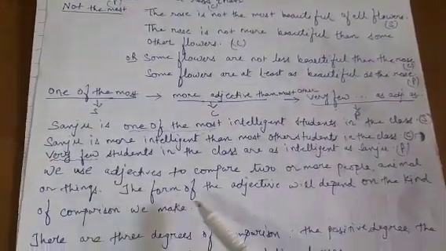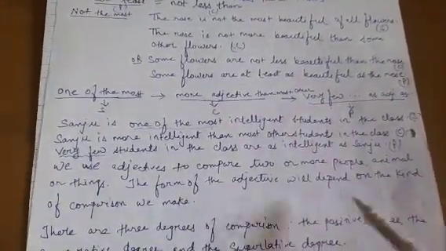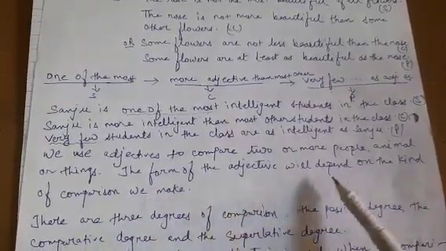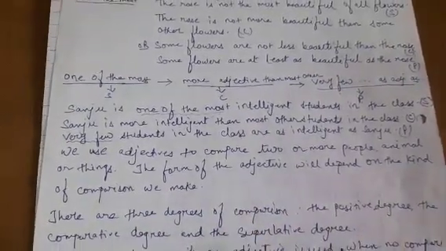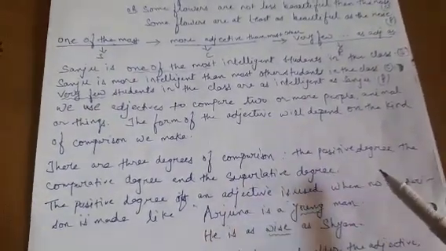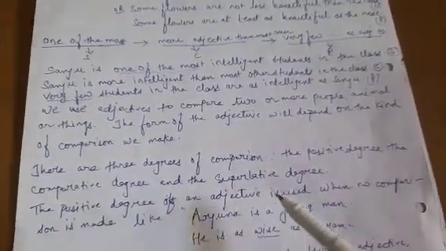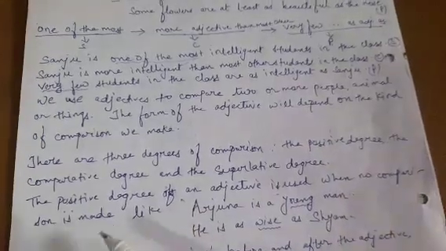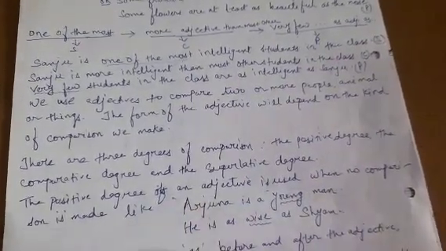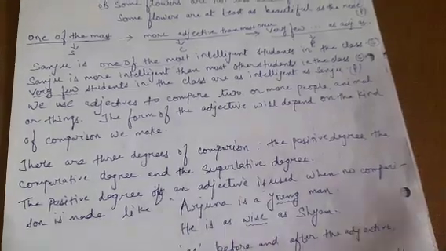We use adjectives to compare two or more people, animals or things. And the form of the adjective will depend on the kind of comparison we make. So there are three degrees of comparison: the positive degree, the comparative degree, and the superlative degree. The positive degree of an adjective is used when no comparison is made, like Arjuna is a young man.